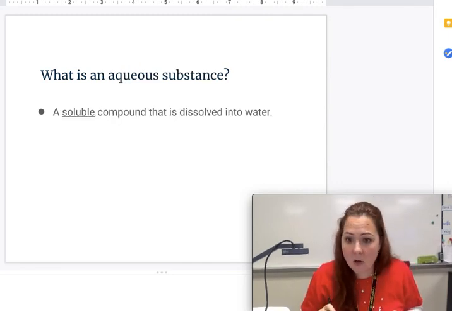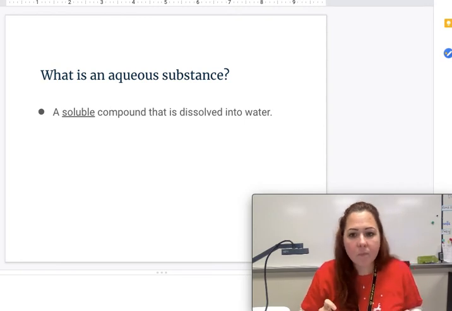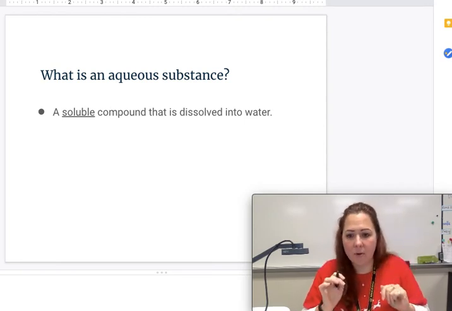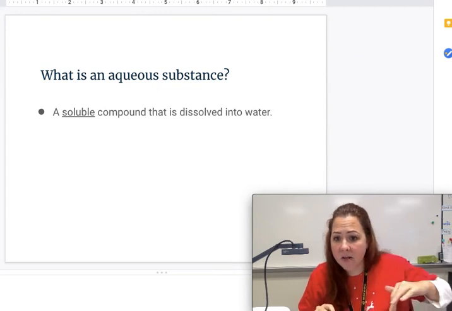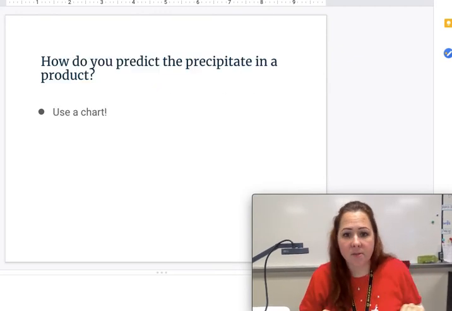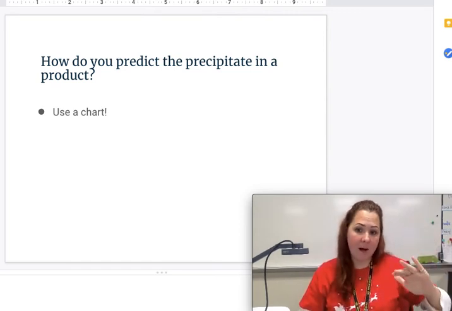If you have an aqueous substance, that means that it does dissolve in water. So you would write AQ in your parentheses after your compound. So if something is soluble, it's aqueous. Insoluble is a precipitate. So we're going to use that chart that I was talking about on the back of your periodic table. It's actually at the bottom.